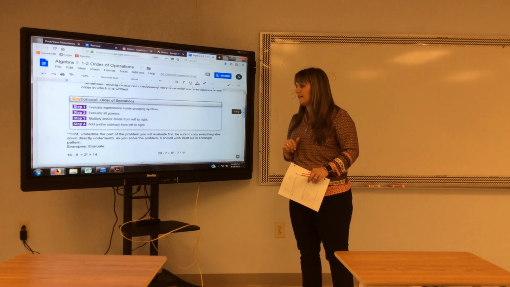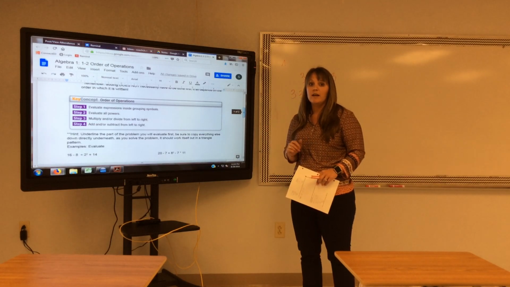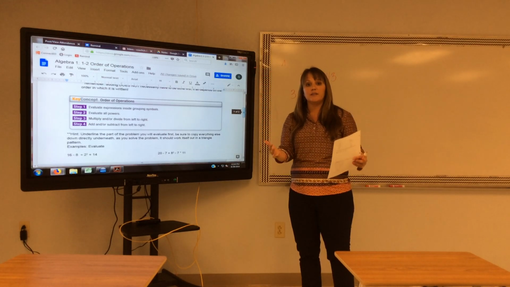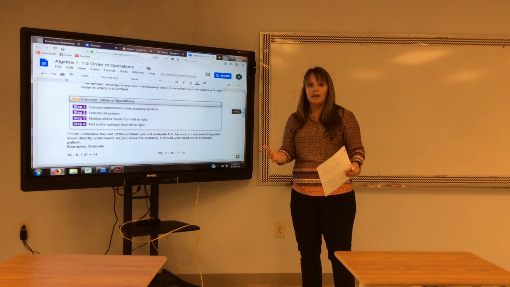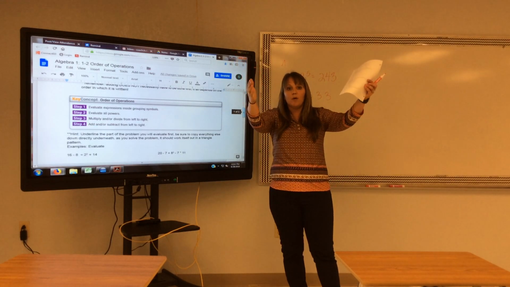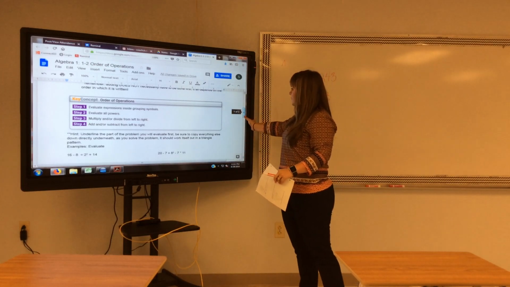The way that I like to work these out is to underline the part of the problem that you're going to evaluate first. That way we know this is what I'm doing. Everything else just falls down into place with it. And then you can work it out, and your whole answer should start out big and work down in a triangular pattern. So here's some examples.